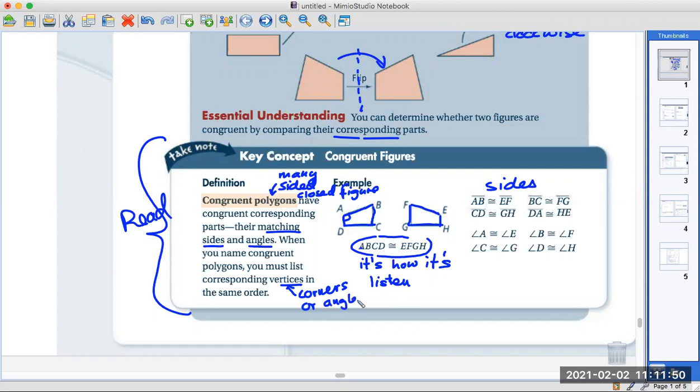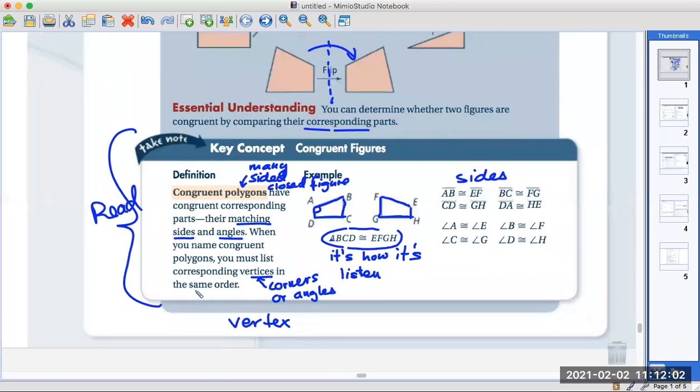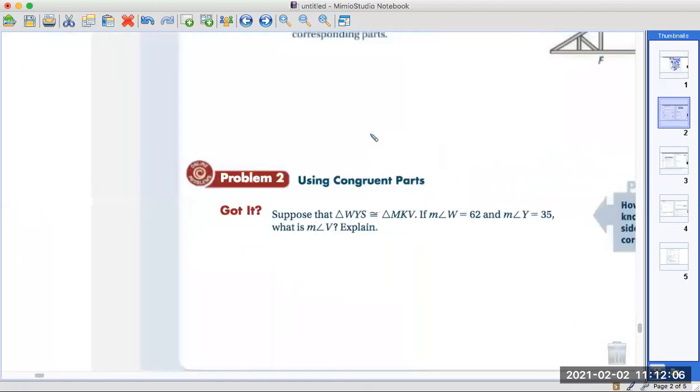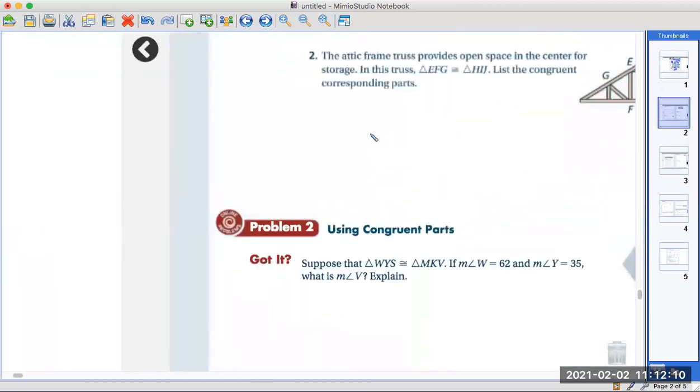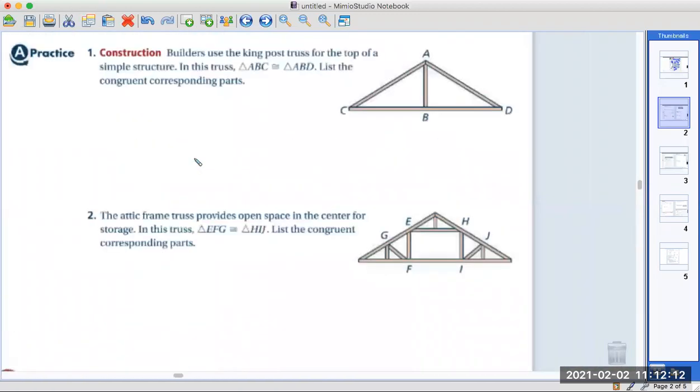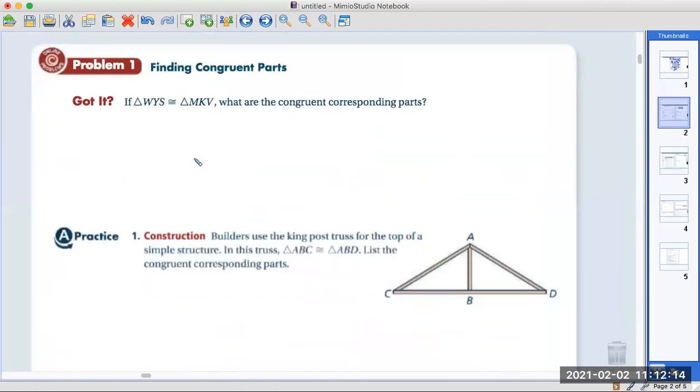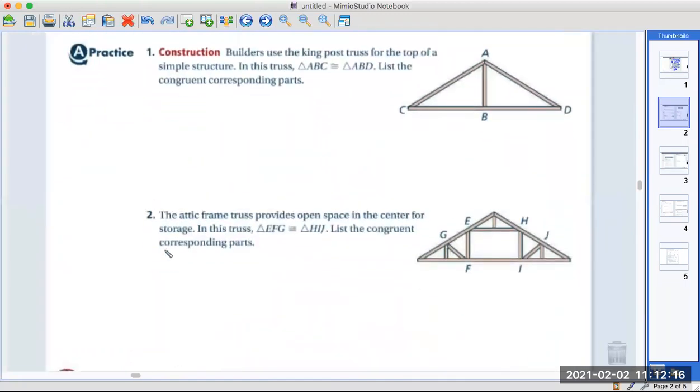Those are called vertices. This is plural for vertex. Singular, it's vertex. And you must list them in the same order. Okay, so this should make sense, I hope. I'm going to the next page. We're on page 122, and we're going to do the second problem. Skip the first 2. You're going right here in the middle.